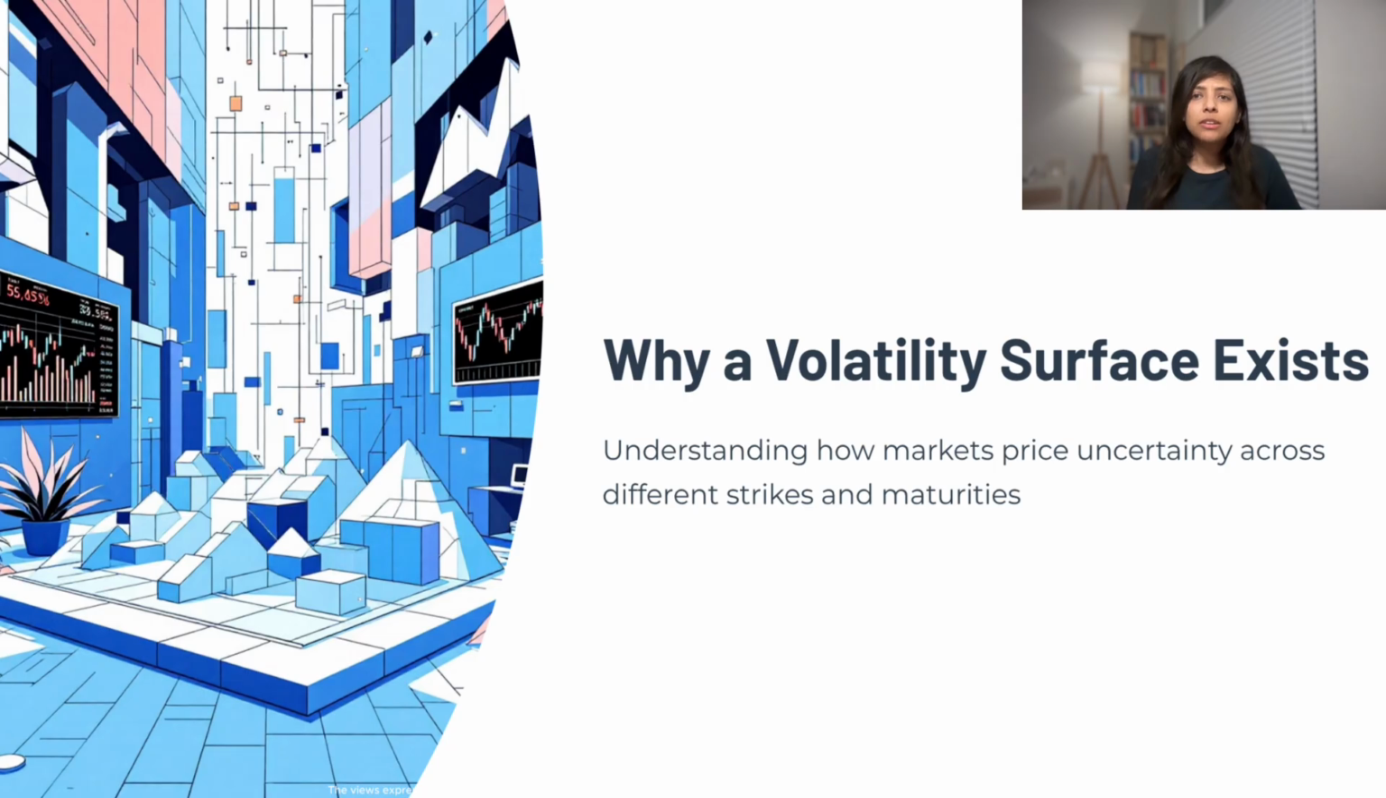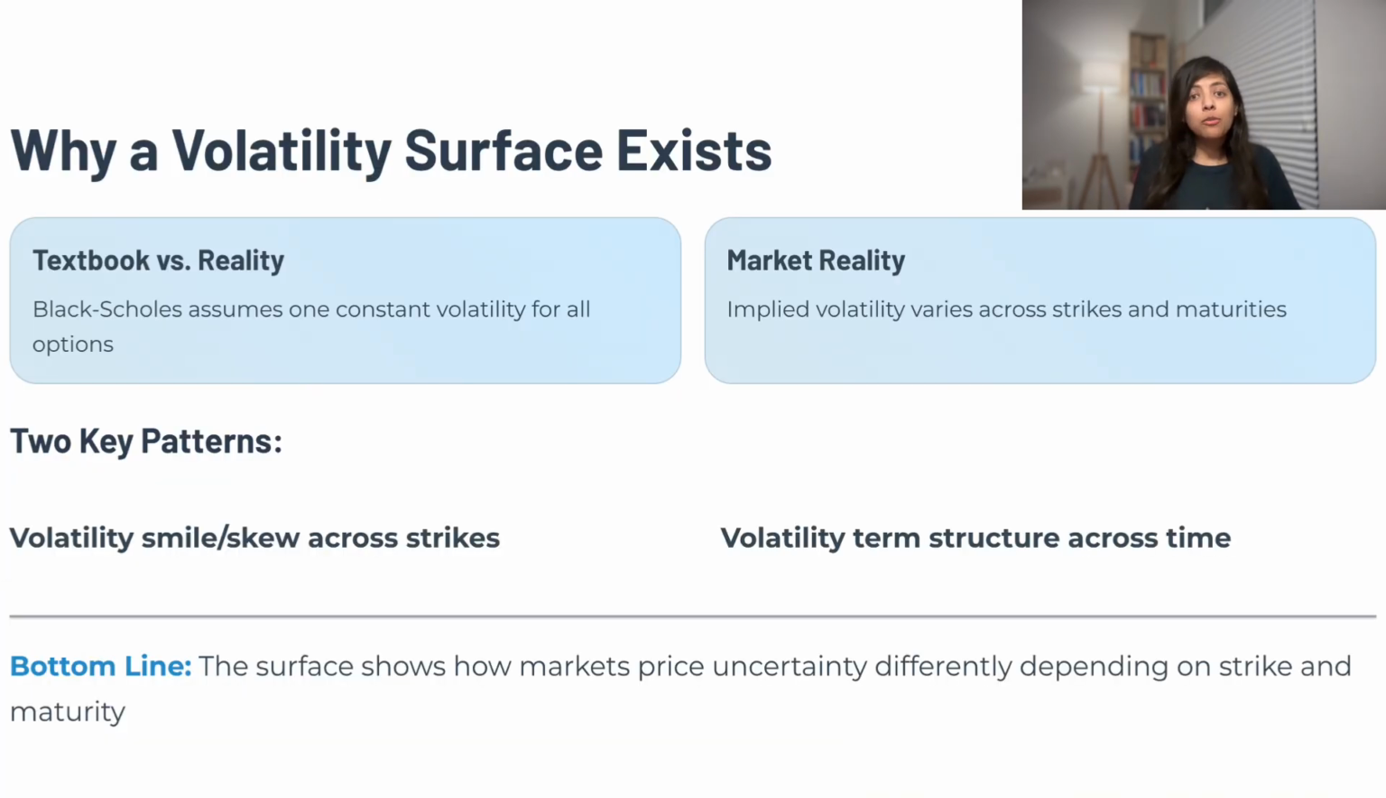First, let me start with this fundamental question. Why do we even need a surface at all? So, in the textbook Black-Scholes world, volatility is just one constant number. You might say, okay, volatility is 20%, and you use the same 20% for every option on the same underlying, no matter what the strike price is or no matter how far out the expiration is. But that's not what happens in real markets.